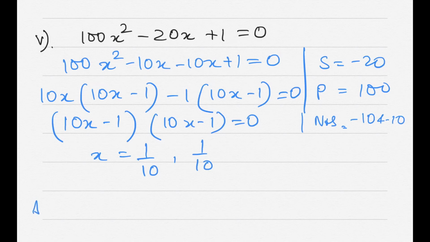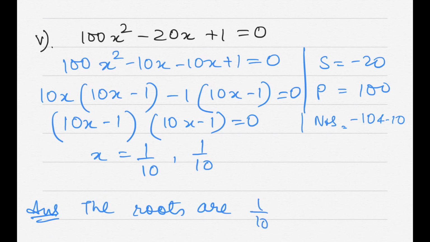Now let's write down. We have found the roots. So I can write down my answer as 1 by 10 and 1 by 10. So here we can see that the answers or roots can be equal also, correct? So my answer, the roots are 1 by 10 and 1 by 10.